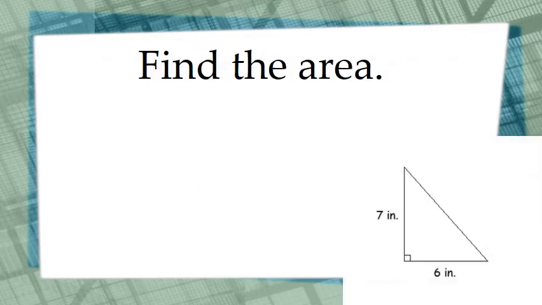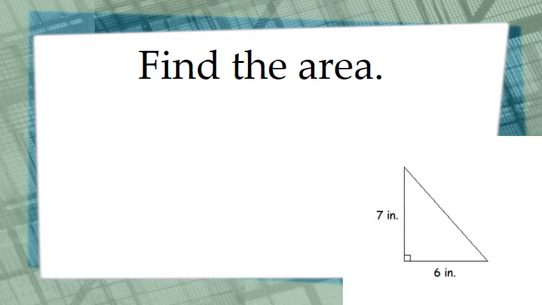So we got our first triangle here, and it says find the area. It'll say find the area or find the area of the triangle or the figures, whatever it may be. So let's take a look. We got our triangle down here. It's 7 inches by 6 inches. Well, let's go ahead and bring our equation up. The area is going to equal 1/2 times the base times the height. So let's go ahead and write out our equation.